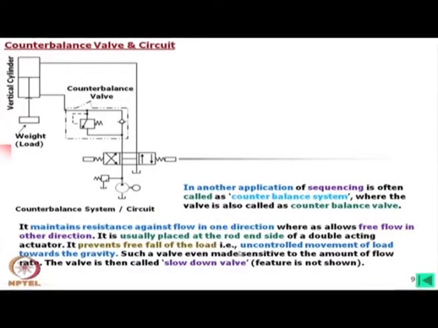Why is the counterbalance used? This prevents the free fall of the load, that is, uncontrolled movement of the load towards gravity. You must have seen in a crane, suppose when we release the brake of the load lifting hook or the drum, then it will start falling, and due to gravity it will start accelerating. And when it touches the ground, there will be severe impact. To prevent that, we must control the load.